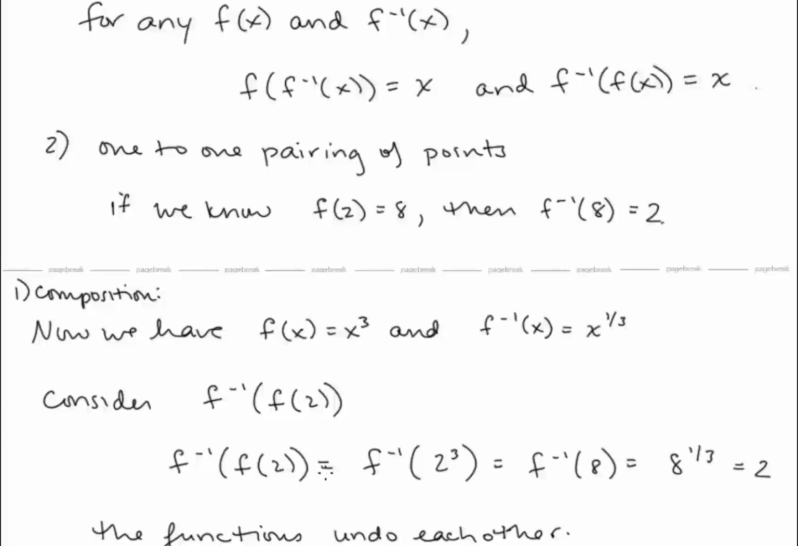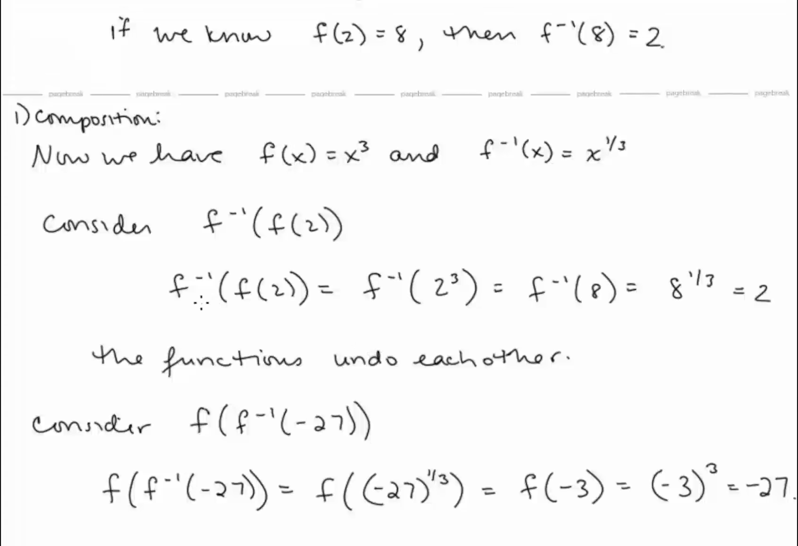F of 2 is 2 to the third, which is 8. So we're looking at f inverse of 8. That is 8 to the 1/3, which is 2. So whatever f does to 2, f inverse is going to undo and give you back your original 2. That's always going to happen with inverse functions.